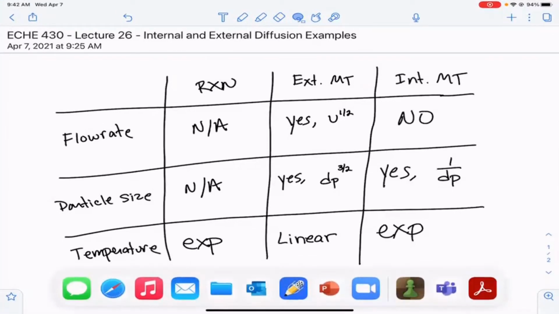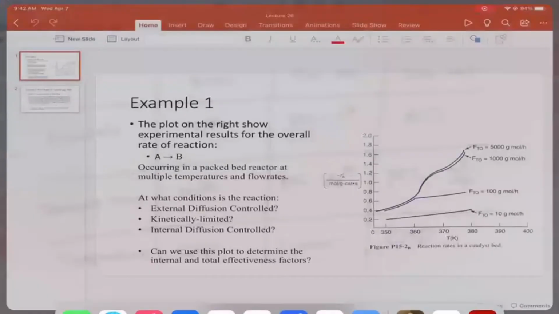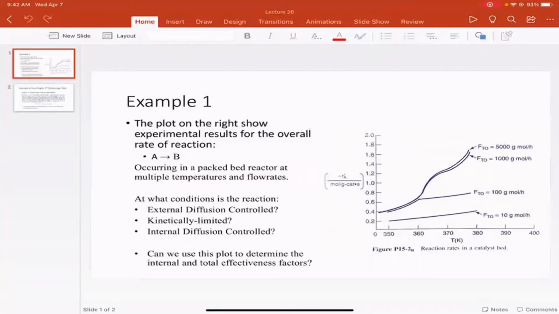And we're going to do that with an example from your book. And the example has some data here to the right for this overall reaction where A goes to B, and it's happening in a packed bed reactor. And so then we're supposed to figure out when the reaction is controlled by each of those three regimes, and then also to ask whether or not it's possible to use the plot to determine the internal effectiveness factor and the total effectiveness factor, okay?